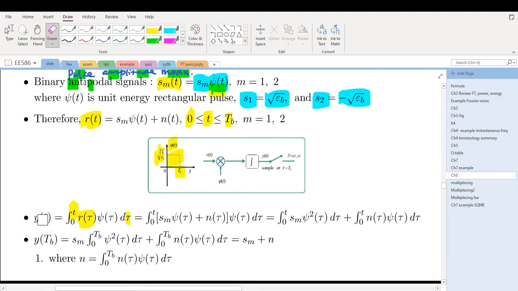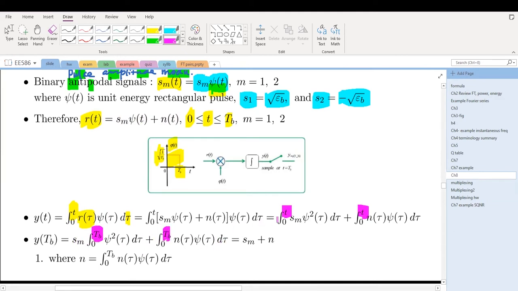This is a waveform. Eventually, we want to look at the value at Tb, because Tb is the duration of transmitting 1 bit. We need to make a decision: is this bit 0 or 1? We want to look at the value of this output at Tb. We replace all the small t by big Tb here, everything.